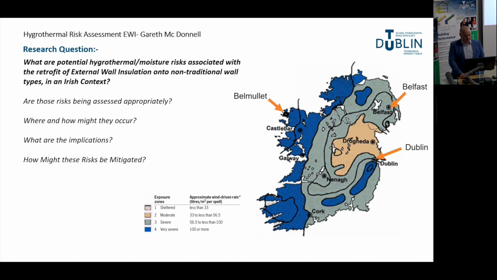So this led me on to my research question. What are the potential hydrothermal moisture risks associated with the retrofit of external wall insulation onto non-traditional wall types in an Irish context? Are those risks being assessed properly? Where and how might they occur? What are the implications? How might these risks be mitigated?